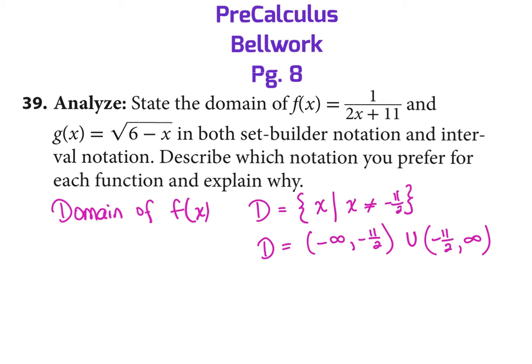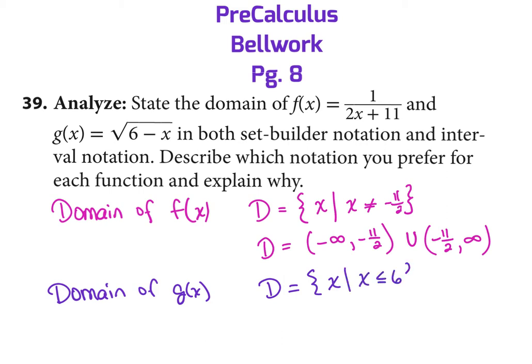For g of x, my limitation here is that I can't have a negative. So that means 6 minus x must be greater than or equal to 0, which means that x must be what? Less than or equal to 6, right? Anything bigger than 6 is going to give me a negative. All right, so for my domain of g of x, I would say for set builder notation, x such that x has to be less than or equal to 6, right?